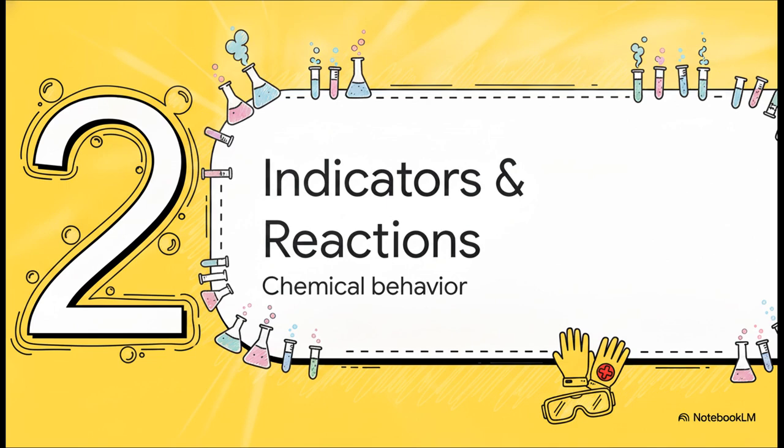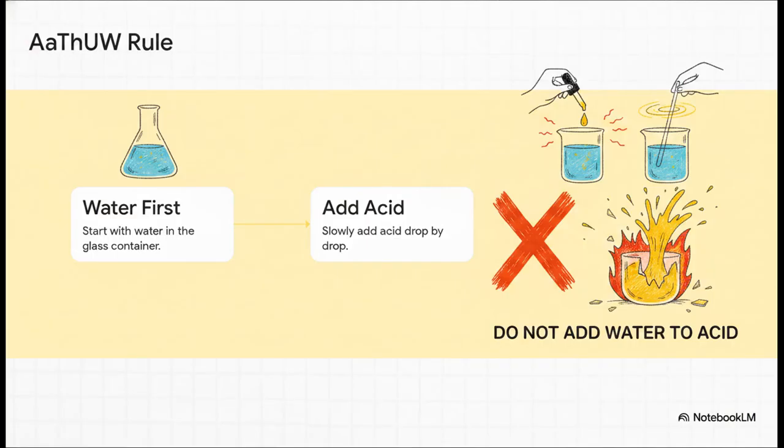Moving right along to Section 2, indicators and reactions. Okay, safety first. When diluting a concentrated acid, you absolutely must follow the ATW rule. That stands for add acid to water. You start with the water, slowly add the acid drop by drop, and stir constantly.